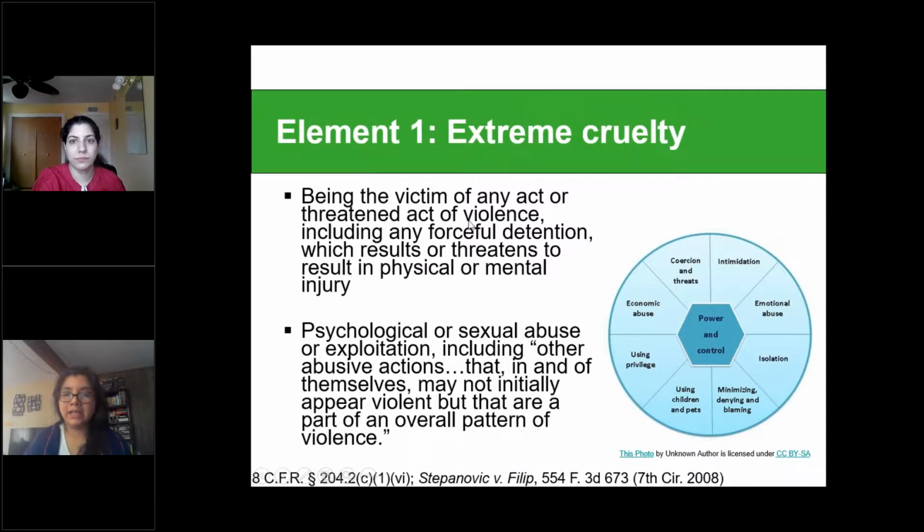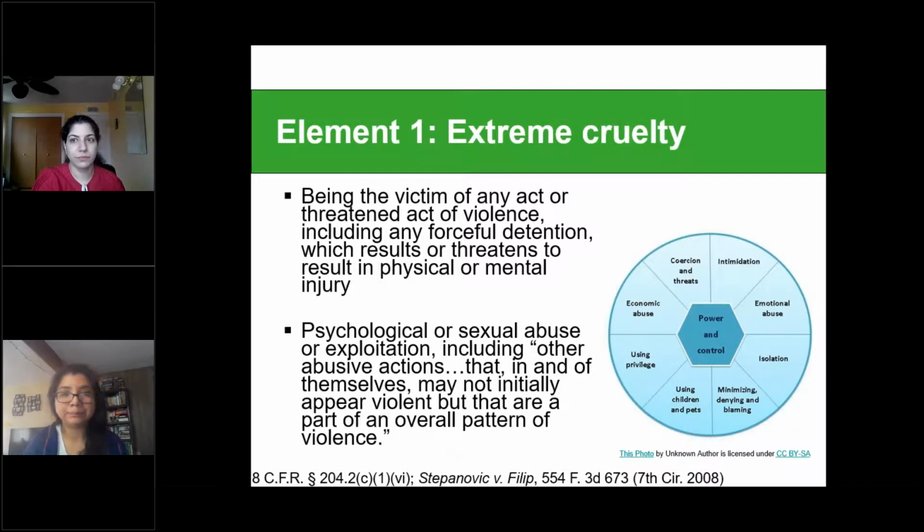So I think the first element is usually the most evident one, being the victim of any violence or forceful detention. The second element may take a little bit more exploring, so that's why I put that power and control wheel there, because they're trying to see if it fits an overall pattern of violence. And since some of these cases tend to involve domestic violence, think of ways you can look at your client's situation in a holistic manner to make the argument that they were subjected to extreme cruelty or that their children were. So thinking about with your clients, was their immigration status used against them? Were their children used against them to show that extreme cruelty? Physical, verbal, emotional abuse, financial exploitation, all of those things can help you look at that extreme cruelty element.